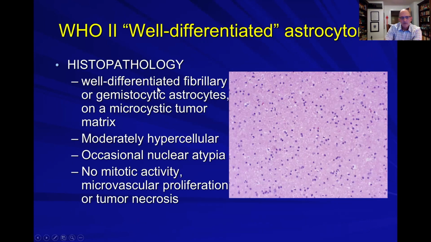Histopathologically, these are tumors that have well-differentiated cells: well-differentiated fibrillary gemistocytic astrocytes on top of a mild microcystic tumor background. A little bit more hypercellularity, occasional atypia, but really no mitotic activity, no microvascular proliferation or necrosis. And this is a typical picture of what that might look like.